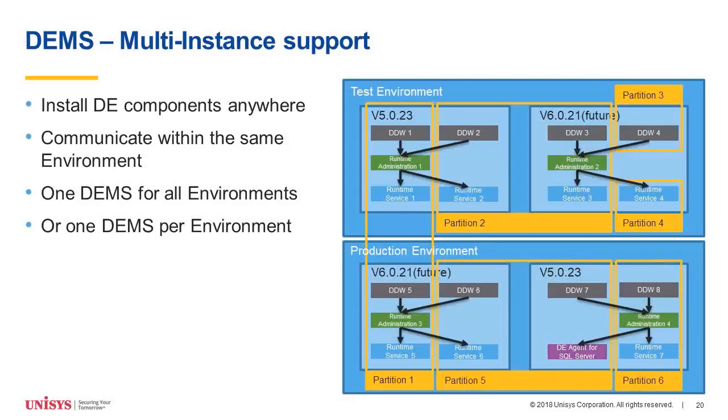In addition, as you've seen in this diagram, the partitions are grouped into 2 sets, one for testing purposes and another for production. You may have installed one DEMS and created 2 environments to manage all these partitions. Alternatively, you may have installed 2 DEMS, one for the test environment and another for the production environment, so that the DE components are entirely isolated.